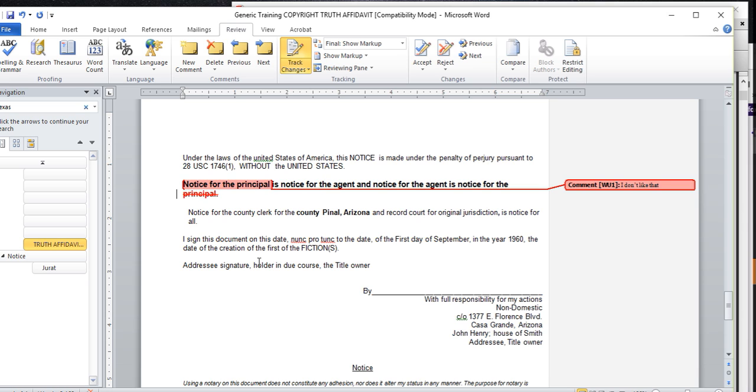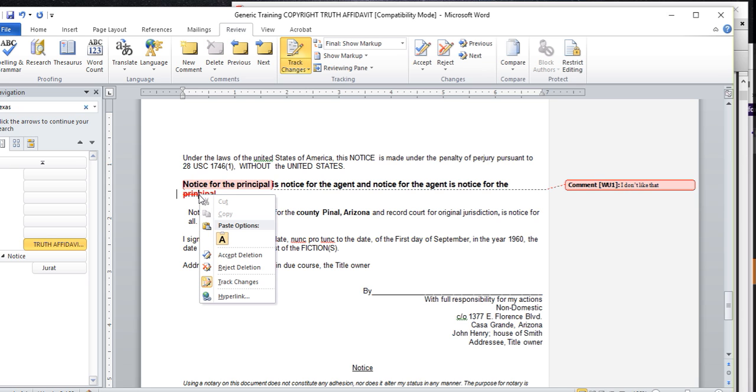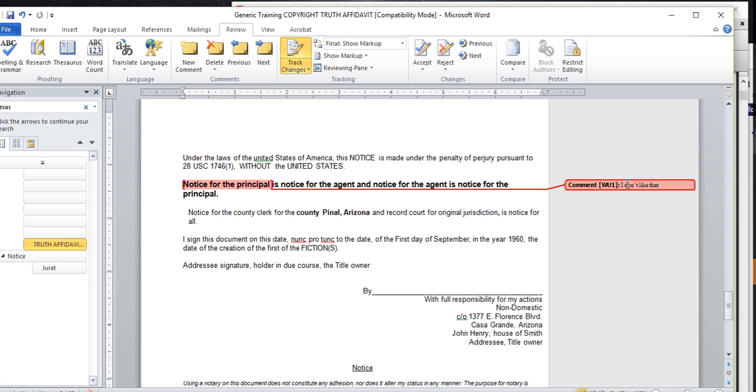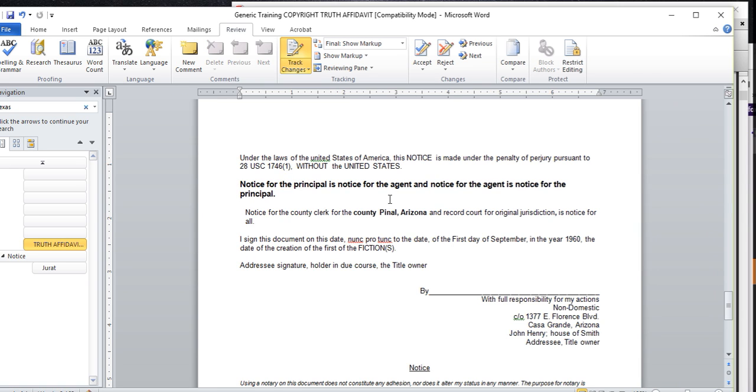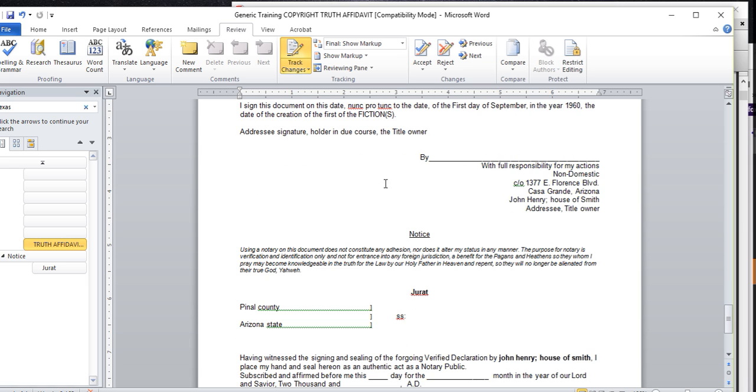And then what you do is you move your mouse over top of that change that I made, and see it comes up there, it says deleted principal, and you do a right click on that, and there's the menu. It comes up, and you can accept it or reject it, okay? And I'll reject it because I want principal there. And you can do that with any of these changes. You can accept them or reject them. And then the comments are easy. You can just do a right click on that and delete the comment. And now it's back the way it was, okay?